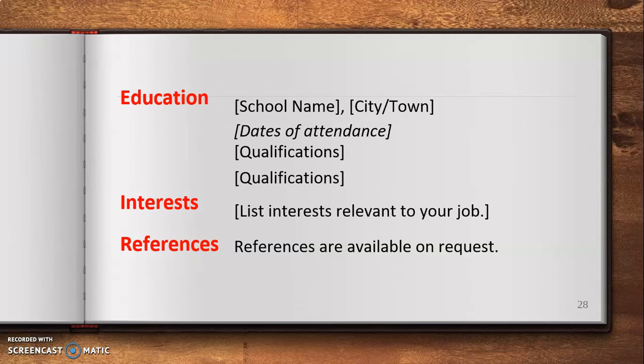Then comes interests or hobbies. Here you list your interests or hobbies that are very much relevant to your job or scholarship application. And then once you have finished that, after a little space, one or two lines again, you put your references.